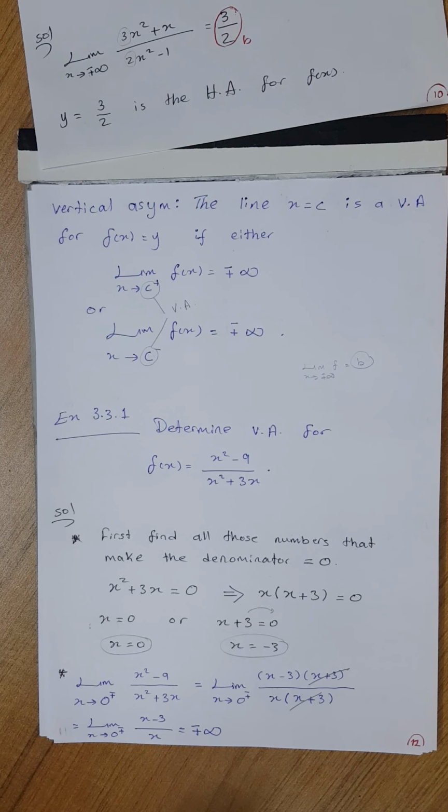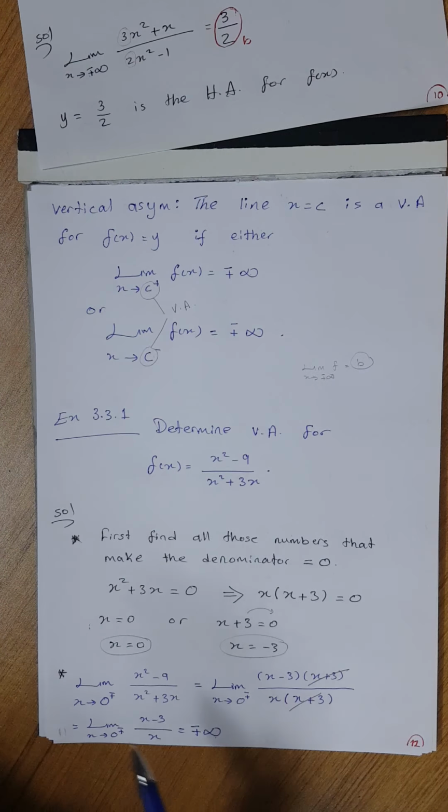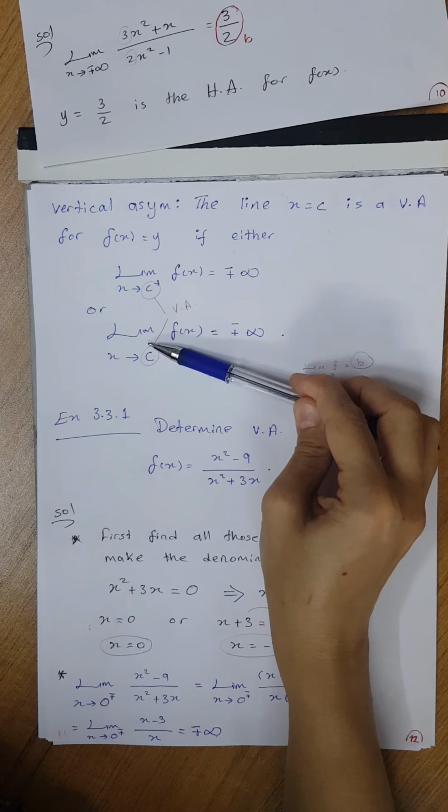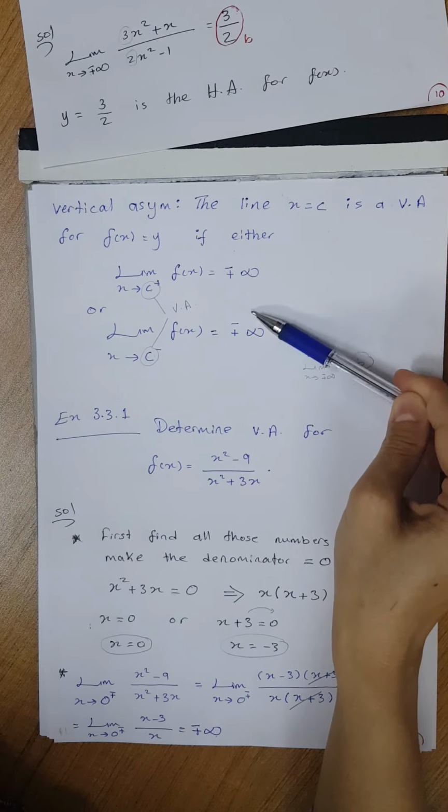Okay. If I put 0 from the right, for example, if I input 0.1 into here, we'll get negative over positive, that will be negative infinity. And if I approach from the left side, I will get positive infinity. So what did I get? If you look at here, I approached from the number and I get positive or negative infinity.